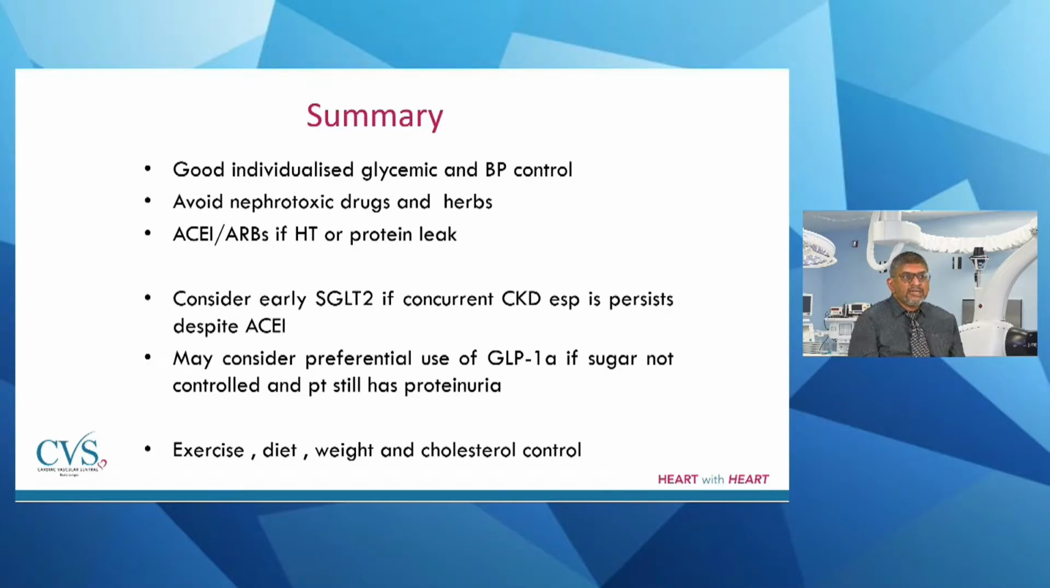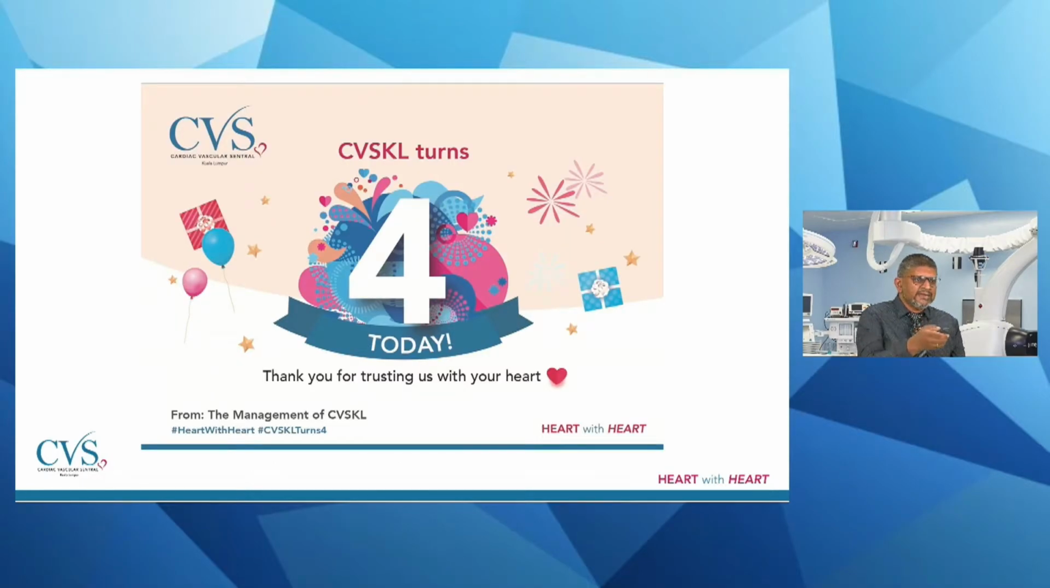So in summary, good individualized glycemic and blood pressure control is important. We have to avoid nephrotoxic drugs. If the patient has protein leak, it's almost criminal not to start ACE or ARBs unless contraindicated. But nowadays, early introduction of SGLT2 inhibitors, if the patient has concurrent CKD and the proteinuria persists despite ACE inhibitors, is now part and parcel of treatment of CKD. And we consider GLP agonists if the sugar is not controlled and the patient has proteinuria. And of course, we need exercise, diet, and cholesterol control. I think that's the last slide.